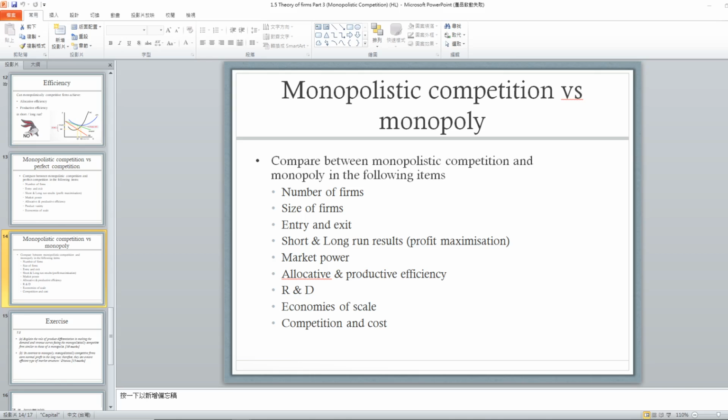Michelle. So let's talk about competition first. So what's the difference? Yeah, higher competition for monopolistic competition. Because there are so many firms in the market, and I guess it's the opposite for monopoly. What about the cost? Okay. Yeah. So you could say that.